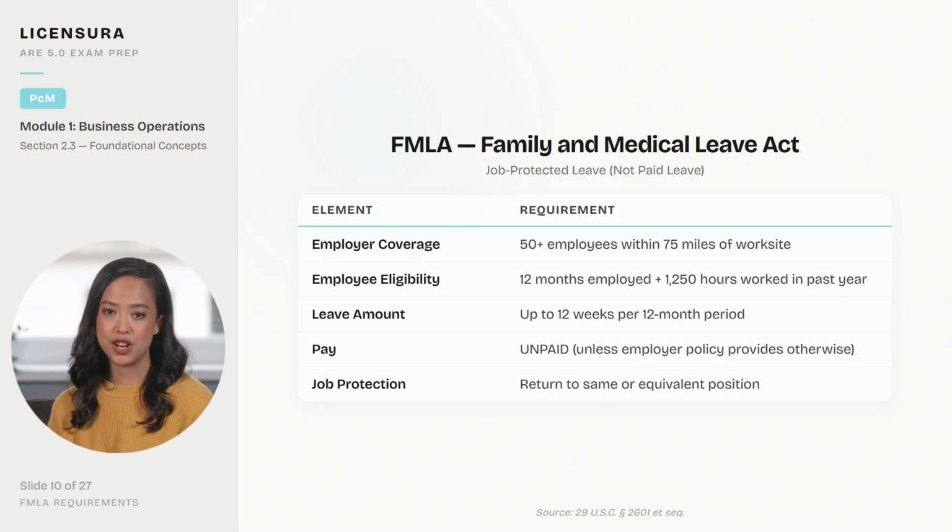FMLA applies to employers with 50+ employees total, with employee eligibility additionally requiring 50+ at the worksite within 75 miles. The employee needs at least 12 months on the job and 1,250 hours worked in the past year. If those conditions are met, they get up to 12 weeks of unpaid leave per year, with job protection. That means they come back to the same position, or an equivalent one. You can't demote them, you can't give their job away, you can't restructure them out.